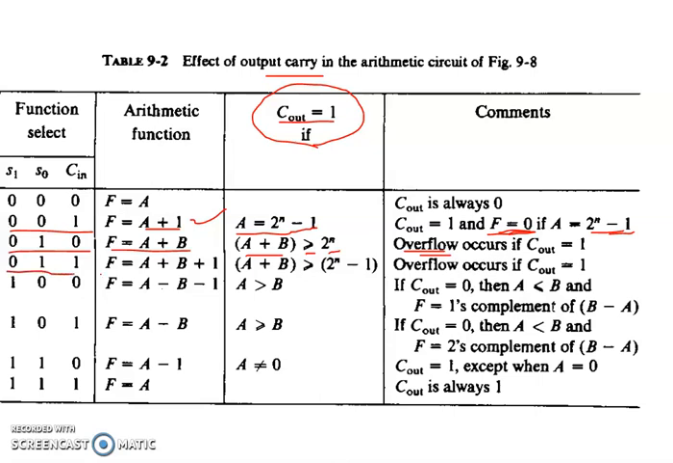And for 0, 1, 1, in that case also, a plus b will be greater than or equal to 2 raised to n minus 1 if Cout is equal to 1. When will that Cout be enabled? If an overflow occurs, or while performing the addition it exceeds that value, at that time the Cout will be set to 1. So what are the cases and how they affect the arithmetic function is listed in this table. Just go through it.